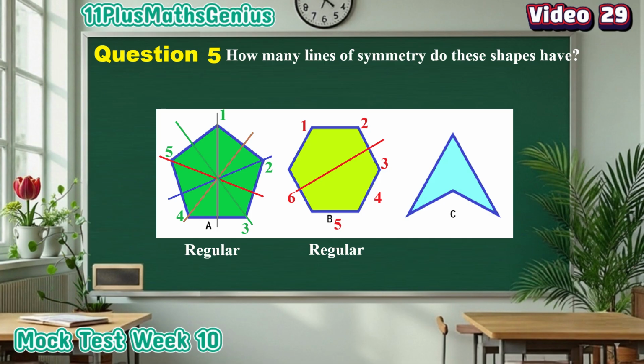For shape C, it's not a regular polygon, but that doesn't mean it doesn't have a line of symmetry. Because if we draw a line in the middle of our irregular square, since it has 4 sides, we can see that it has exactly one line of symmetry. And those are our final answers.